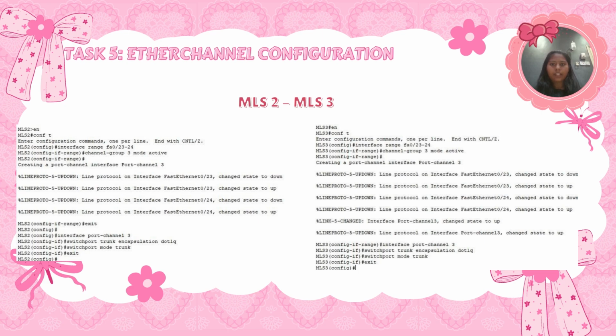And the last part is connecting multi-layer switch 2 to multi-layer switch 3. The interfaces we chose for this connectivity are FastEthernet 23 to 24, with channel-group 3 mode active. Then we created interface port-channel 3, followed by switchport trunk encapsulation dot1q, switchport mode trunk, and exit.